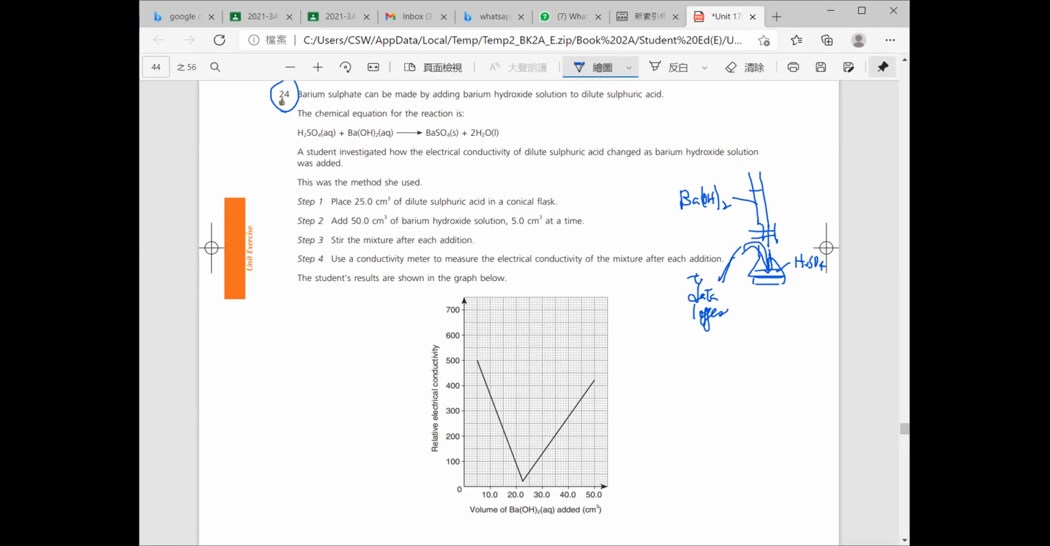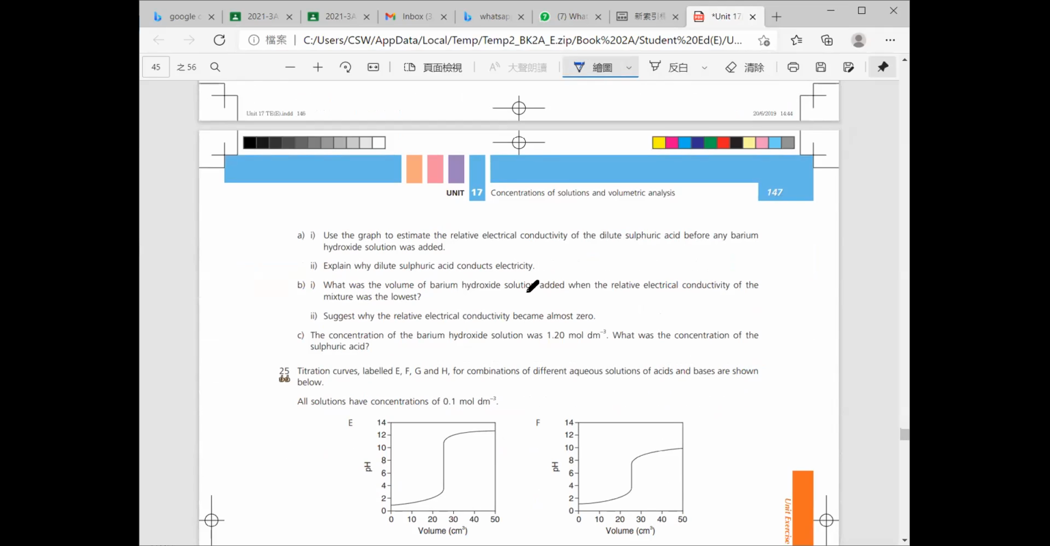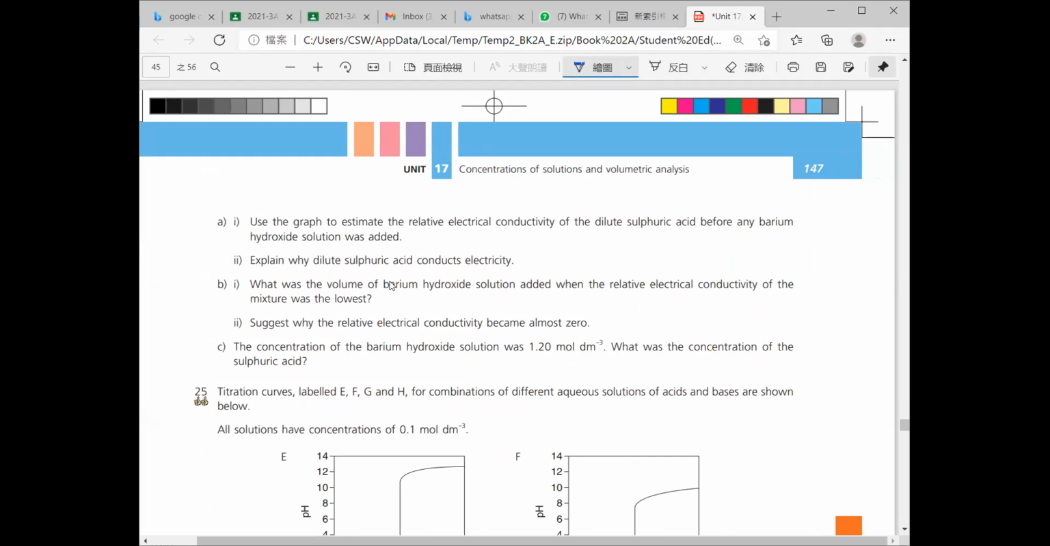Now the whole scenario will be this. Okay, so we will call that the conductivity meter, right? You may find it here, or you use this one, right? According to this, instead of using a computer, you use a conductivity meter, right? We've got the meter detail. Okay, you got it. So you may see that table, but the trend is very similar to the one you see in the book. Question: in the graph, use the graph to estimate the relative electrical conductivity of sulfuric acid before any barium hydroxide solution was added.